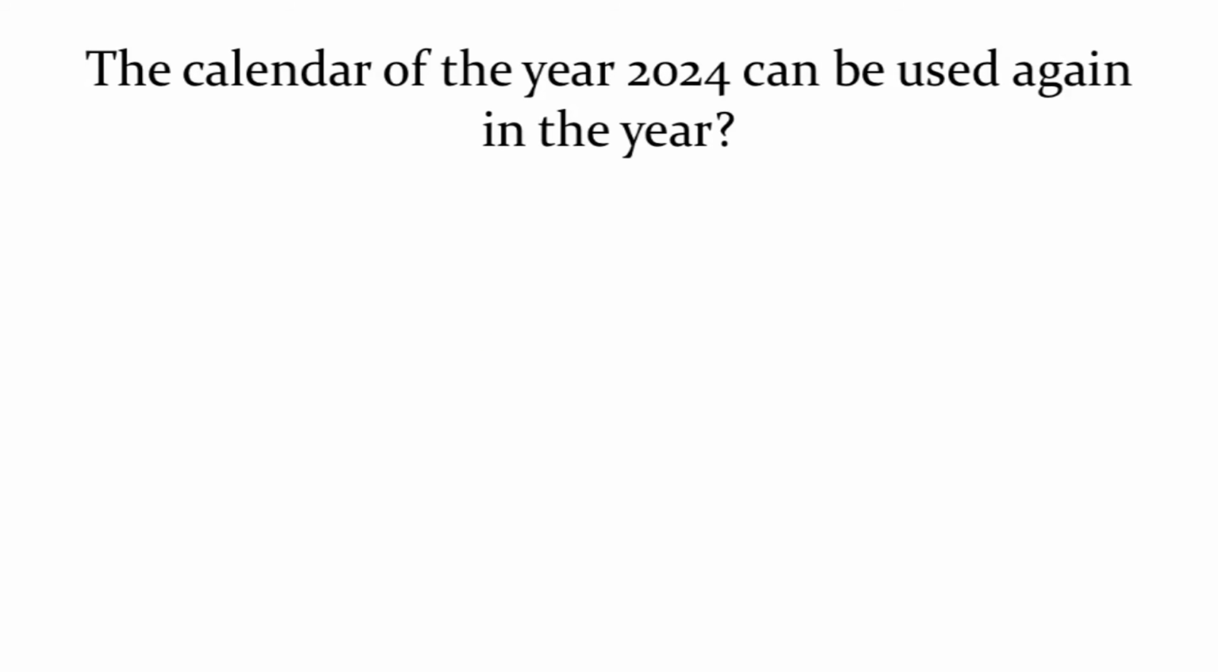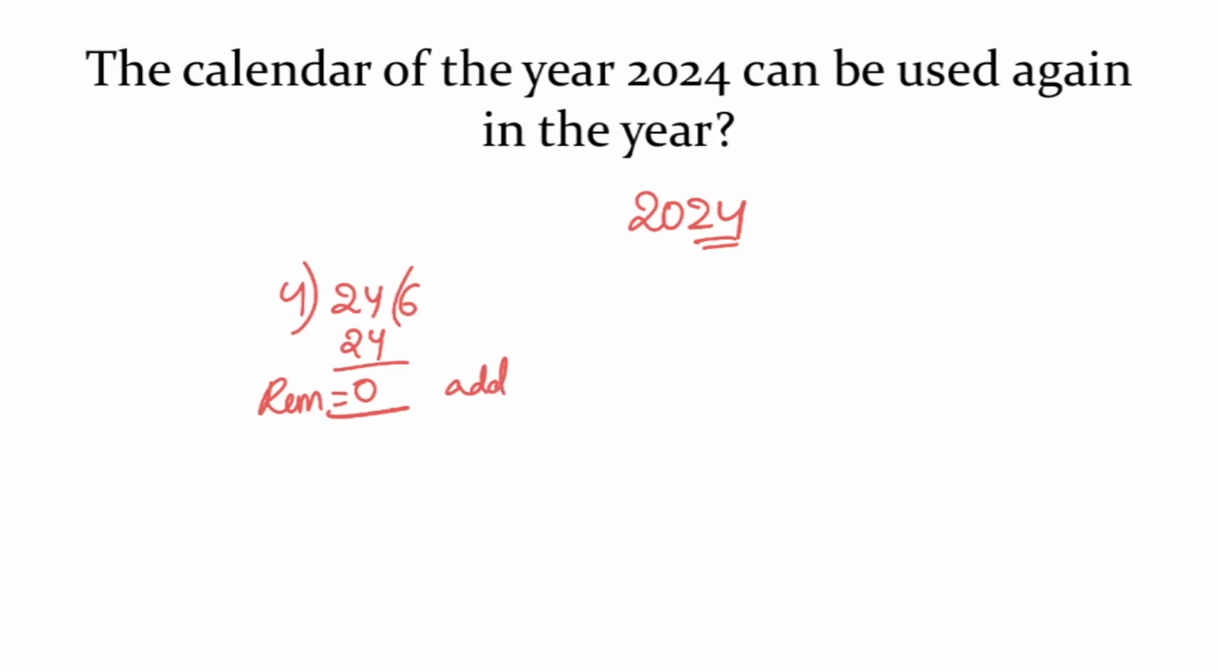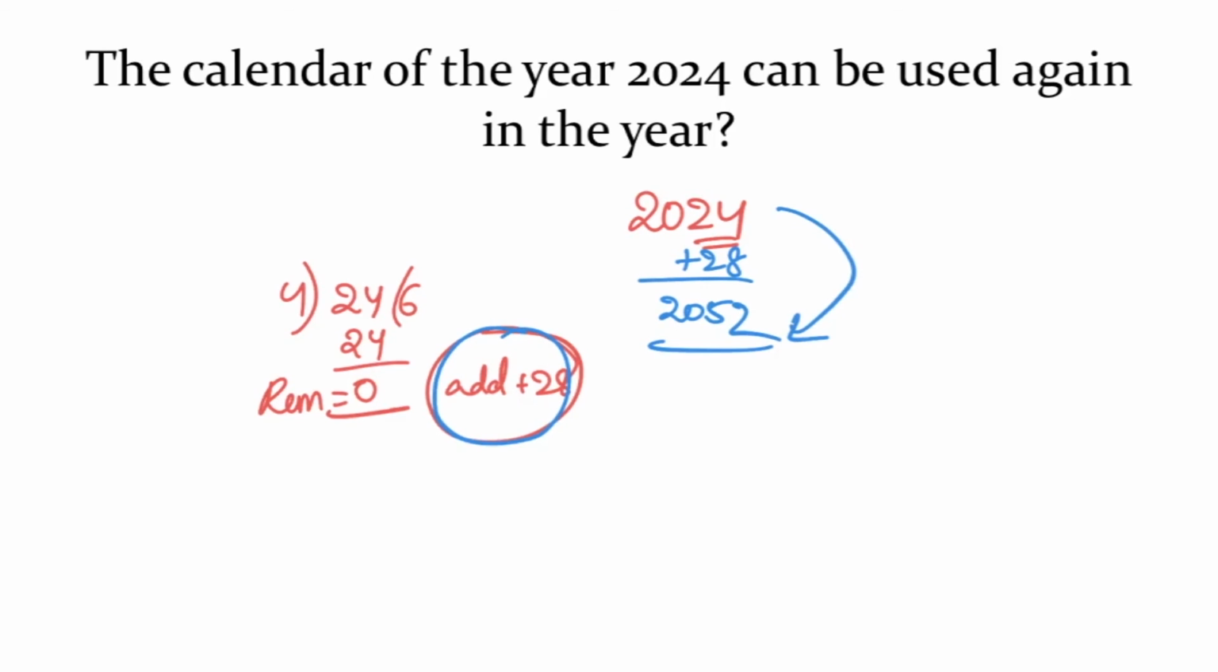The calendar of 2024 can be used in which year? 2024, divide the last 2 digits by 4. 4 6 times 24, remainder 0. If remainder is 0, we add 28. If 2024 is added by 28, that is 2052. The 2024 calendar and 2052 calendar are the same.